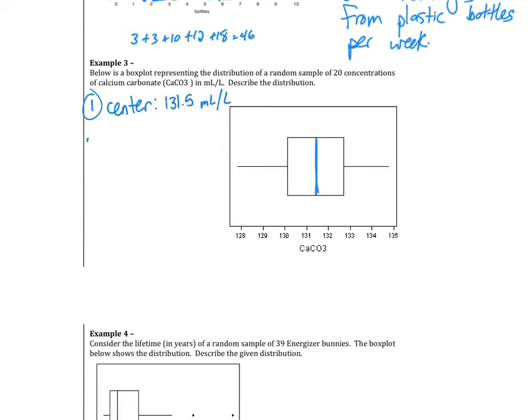All right. The second thing we're going to find is the range. And so to find the range, we go from the smallest number to the largest number. So this ranges from the smallest number, 128, to the largest number, which is 135.